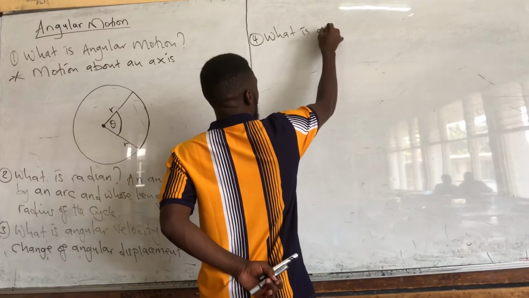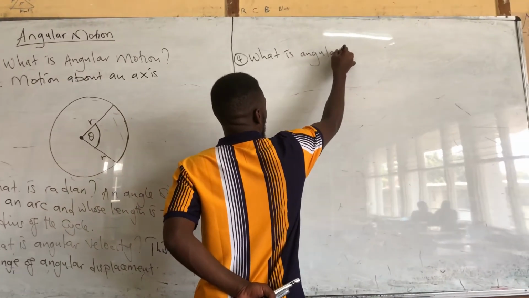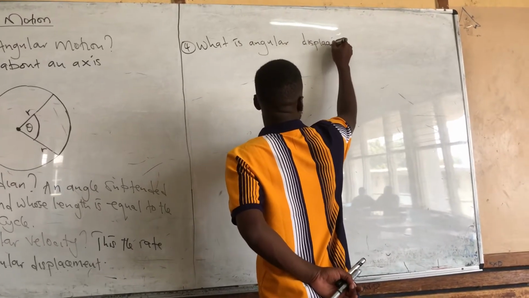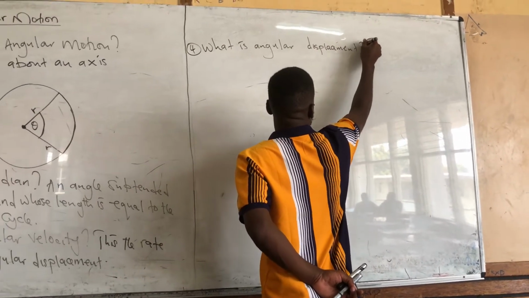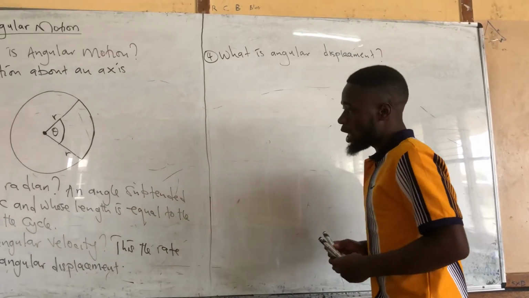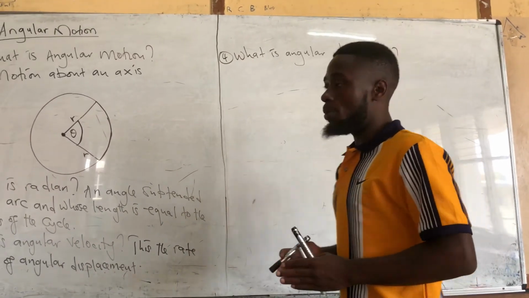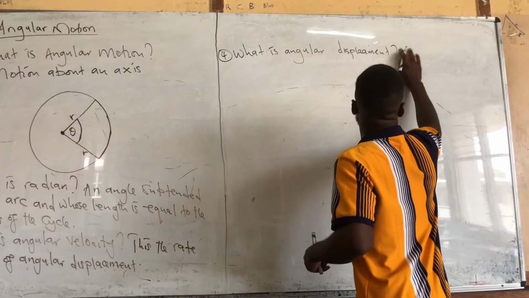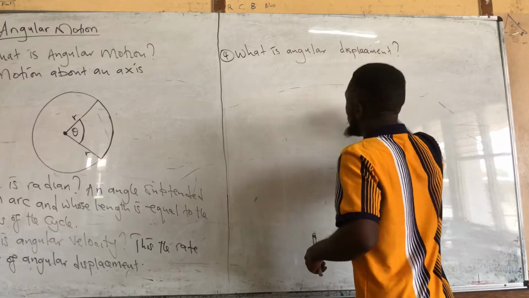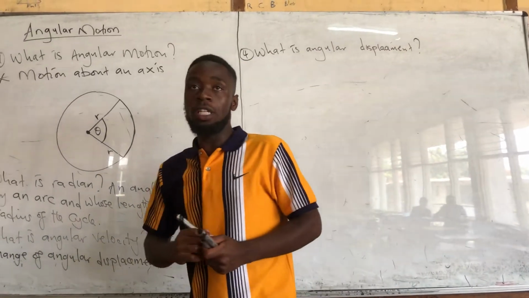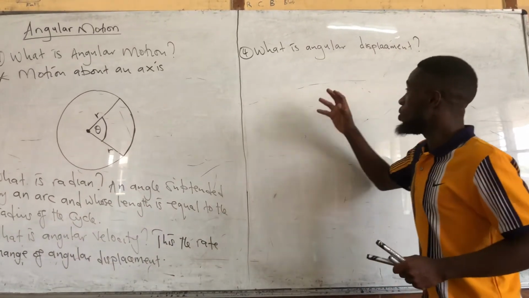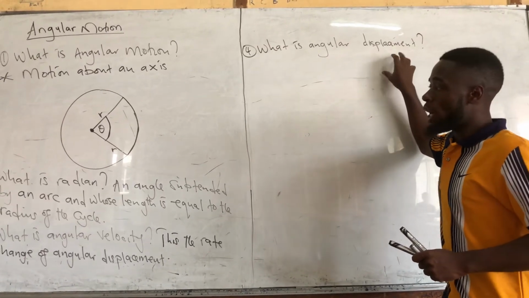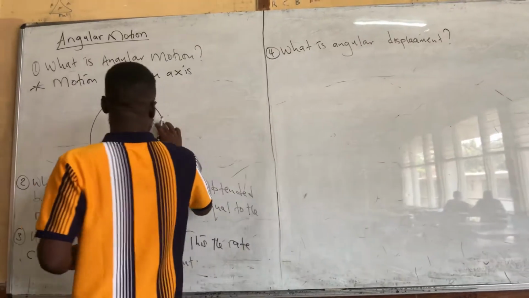Here, number 4 here, let's say what is angular displacement? What is angular displacement? So we know that displacement is just the distance covered in a specified direction. Right? That's a normal definition for displacement. But in this case, because we're talking about angular displacement, so angular displacement here, just the distance here.